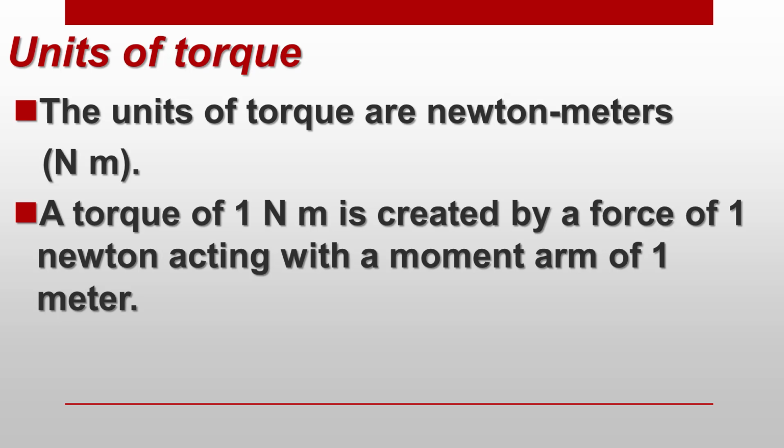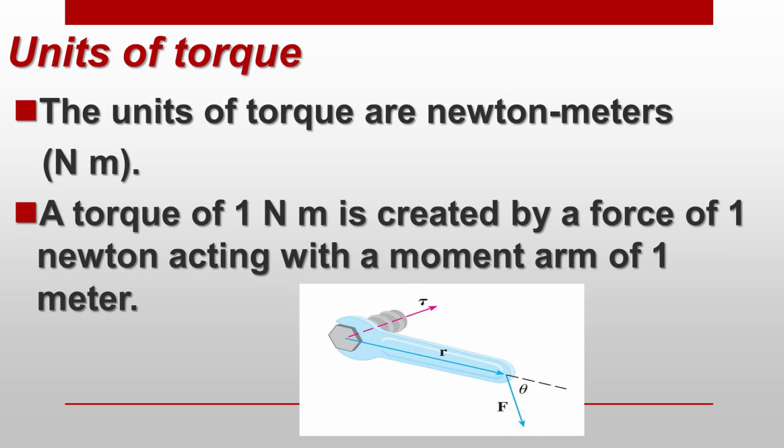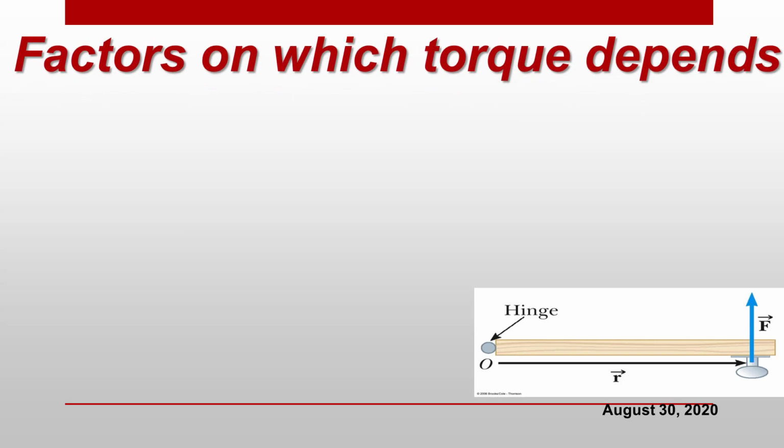It is created by a force. A torque of 1 Newton meter is created by a force of 1 Newton acting with a moment arm of 1 meter. So if a 1 Newton force is applied at a distance or moment arm of 1 meter, then a torque of 1 Newton meter is created. Again, the same example of a spanner: you can see we are applying force. If this force is 1 Newton and the distance is 1 meter, then a torque of 1 Newton meter will be created.